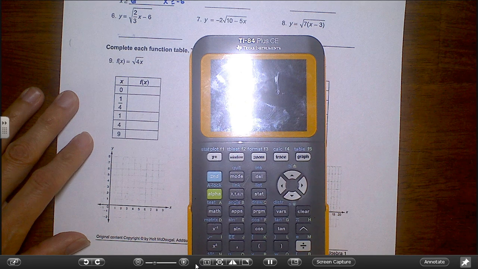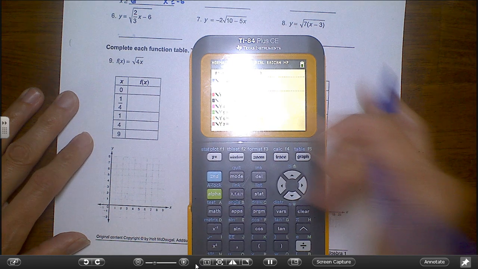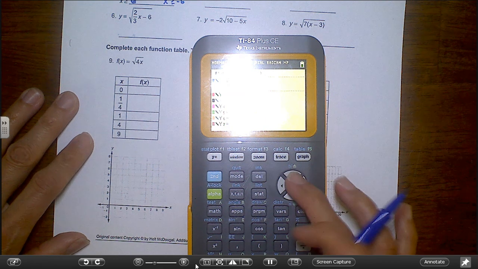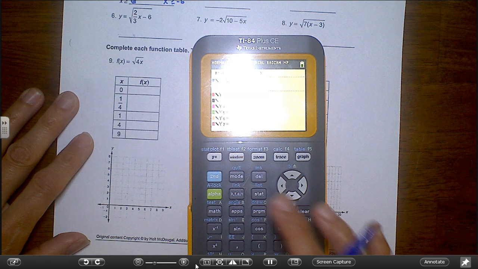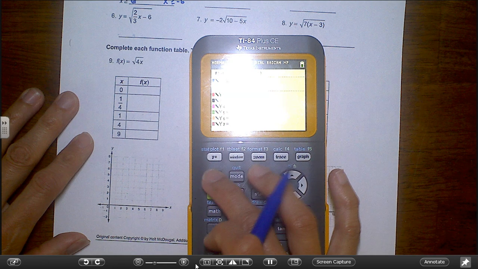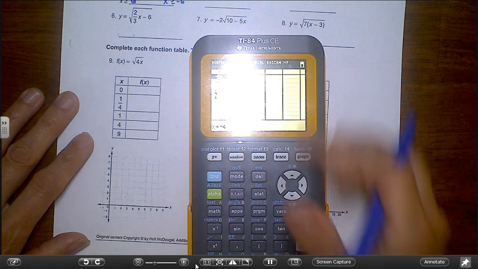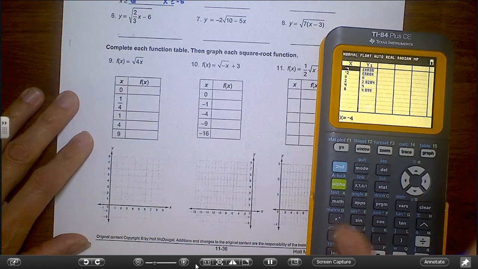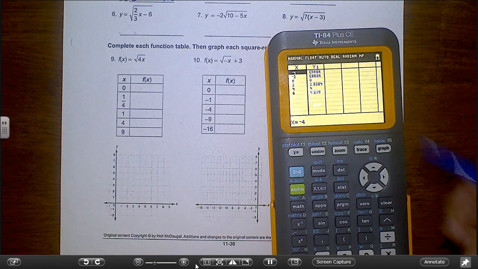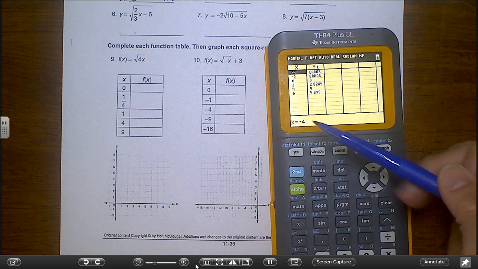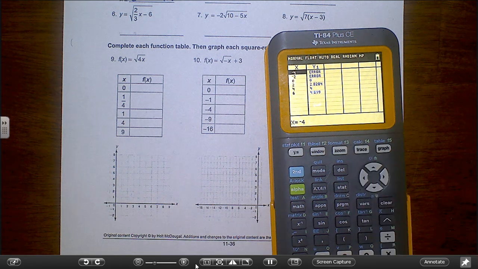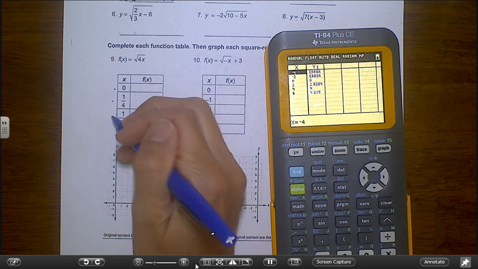So again, put in the y equals whatever it is. So in this one, it's the square root of 4x. And then if you want to keep your calculator table set to ask, it'll be easier. So the x values here, you just put those in.